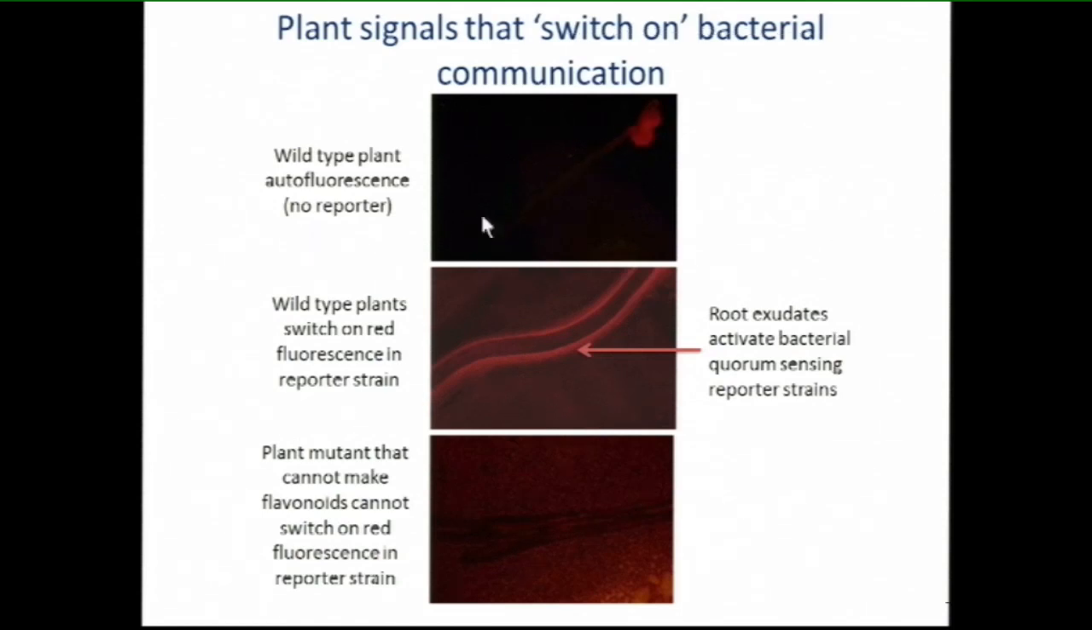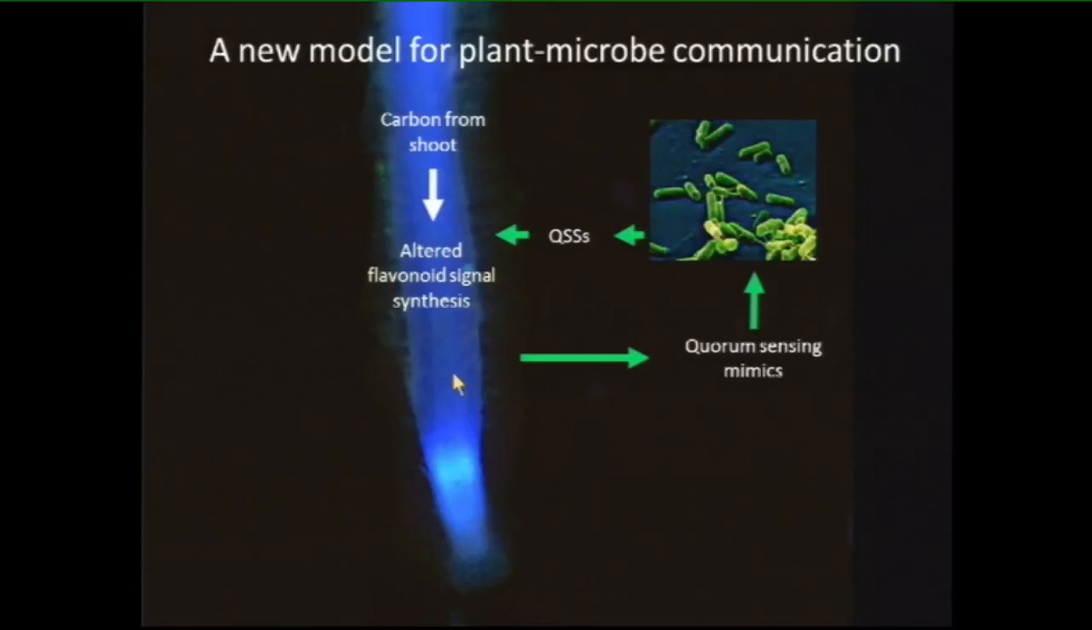This is a plant just under a fluorescent microscope. And if we let that grow on a lawn of bacteria that glows red when it perceives quorum sensing signals, you can see that something is exuded from the root that switches the bacterial communication on. It actually makes them talk. And here's a plant mutant that is defective in producing flavonoids, a class of compounds that has many functions in plants and plant microbe interactions. And this mutant cannot do this. So this class of compounds seems to be important in mimicking these bacterial communication signals.